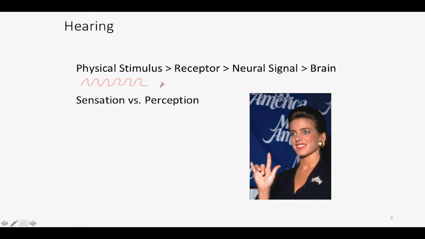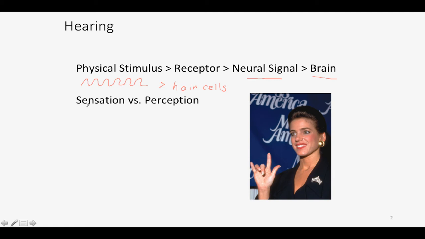And so we'll see that that sound wave, which is the physical stimulus, travels to the ear where the receptor is. The receptor, we'll see, is called a hair cell, and there's many, many of them, so hair cells. They create the neural signal, and then that ends up going, of course, to the brain.